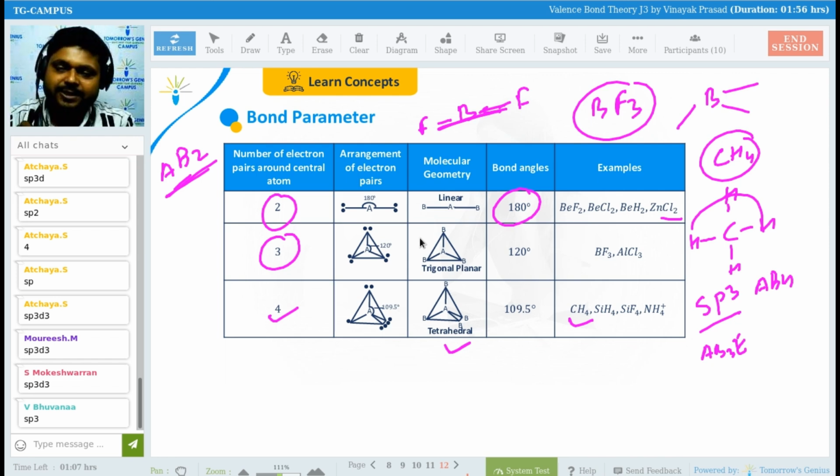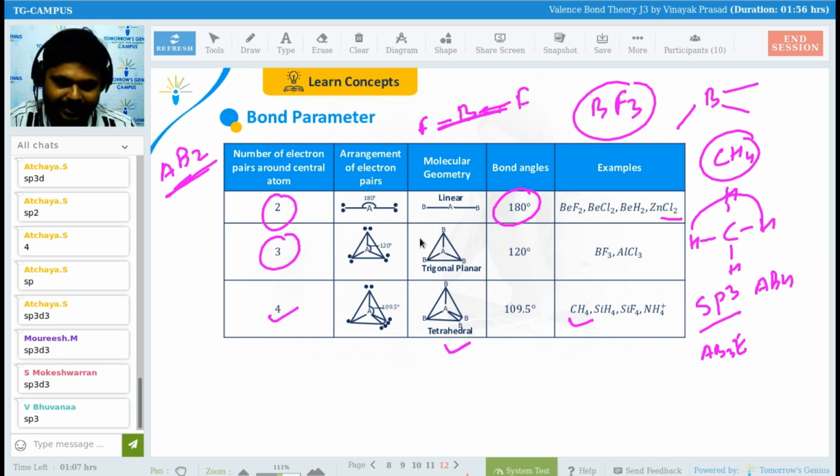Getting my point? One thing is geometry, that you have to take care of. One thing is hybridization, that you have to take care of. And one thing is shape, that you have to take care of all these things. Getting my point, everyone? Any problem till here? Problems, sir. There are so many problems. This is a very new topic, and I'm not much comfortable with this topic.